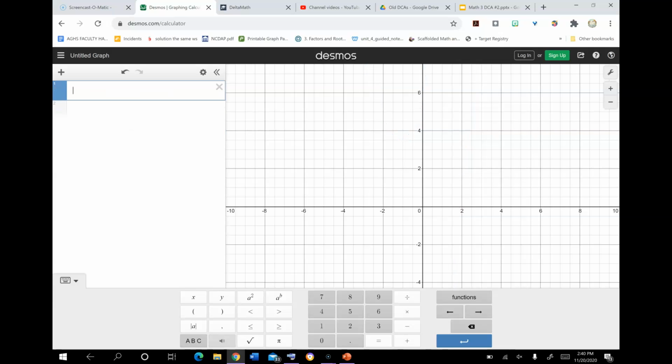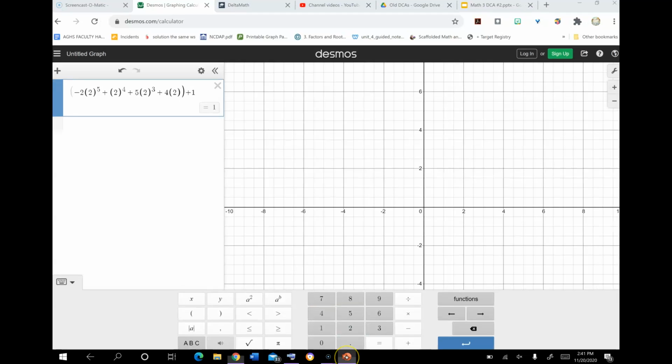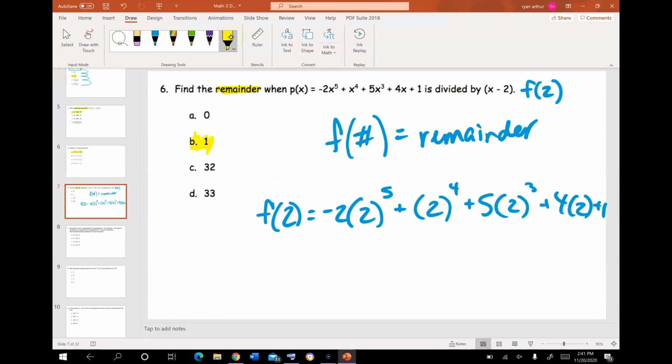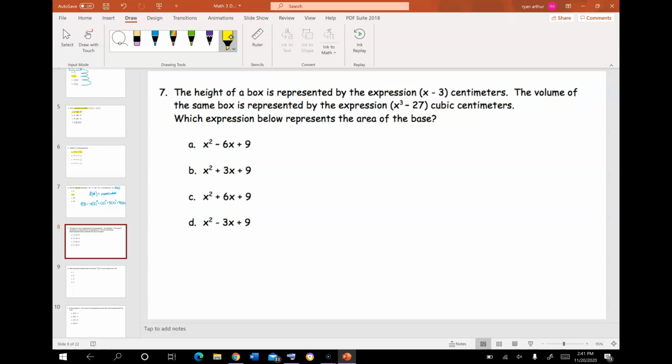So here I go. I'm going to say negative 2 times 2 to the 5th power plus 2 to the 4th power. Why did it do that? Plus 2, Lord have mercy, to the 4th power plus 5 times 2 to the 3rd power plus 4 times 2 plus 1. My answer is 1, and I go back, and the answer is B. Okay? Next one. We just did one like this, okay?